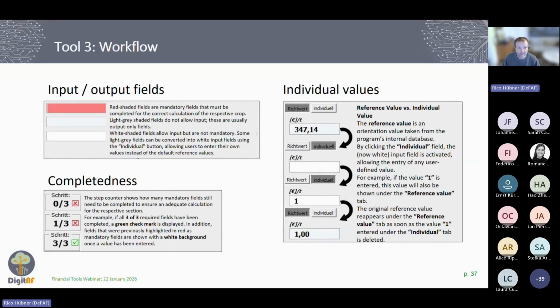On the right side, you can see how you can switch easily from the standard value or the reference value to the individual value. So in case you're not sure whether the reference value is overestimating or too low, you can easily switch to the individual value and put in your own figures. For example, if you know very well how much you harvest from a certain crop in tons, or what the price is for a certain crop such as wheat, you can always put in your individual values.